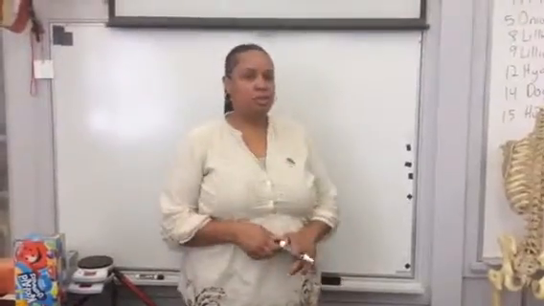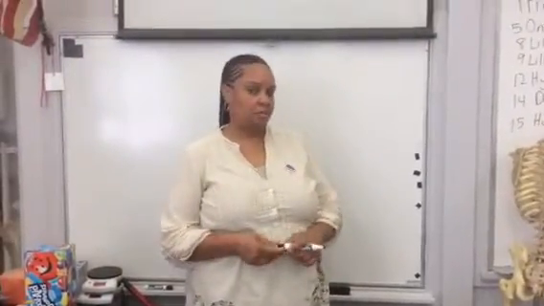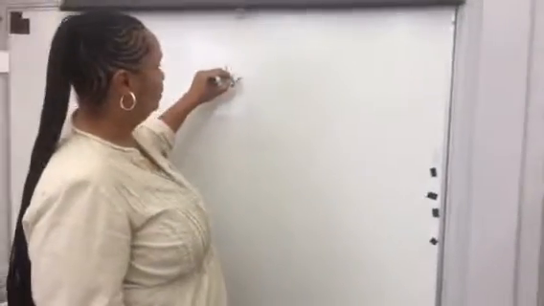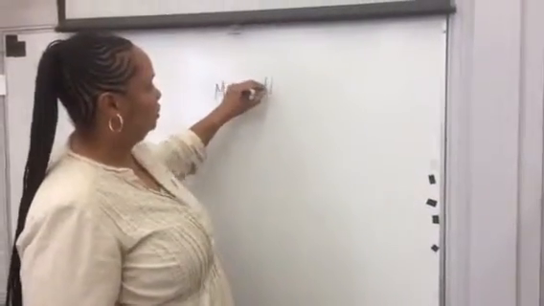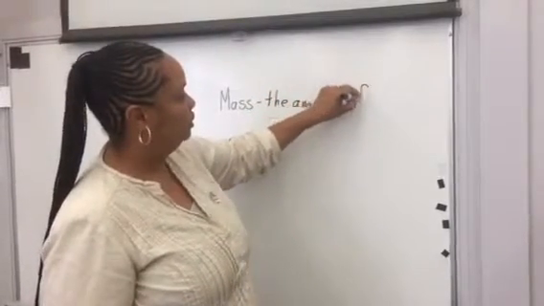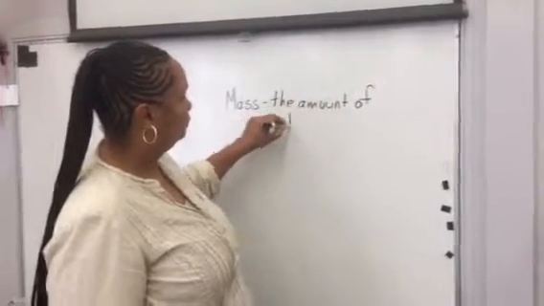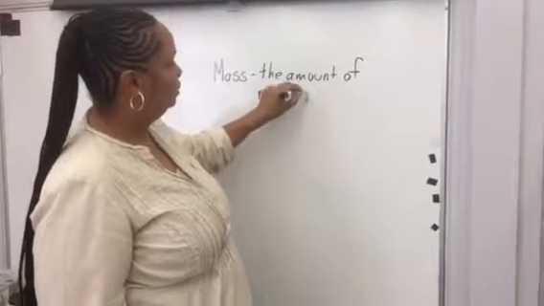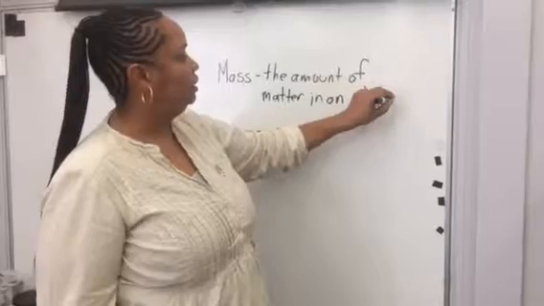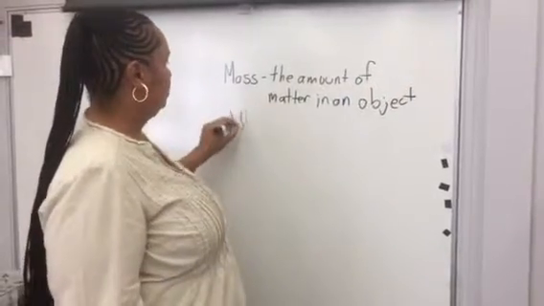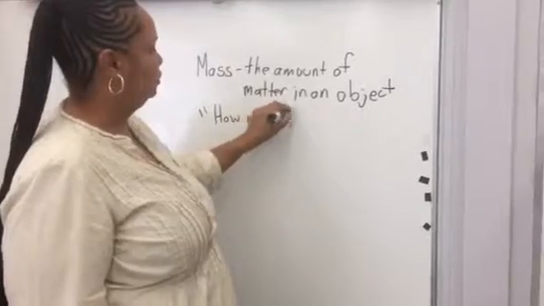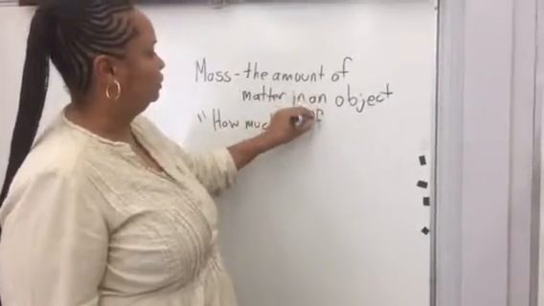Okay, so today we'll be learning about how to find the mass of an object and the volume of the object. But first, let's define what mass is. Mass, by definition, is the amount of matter in an object. We typically say that mass is how much stuff is in an object.